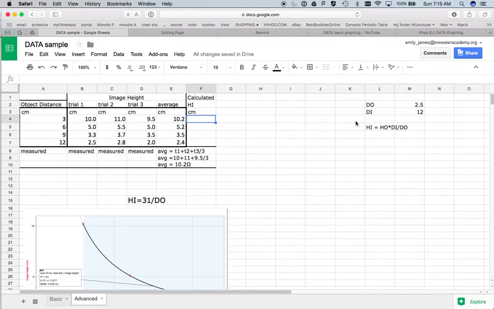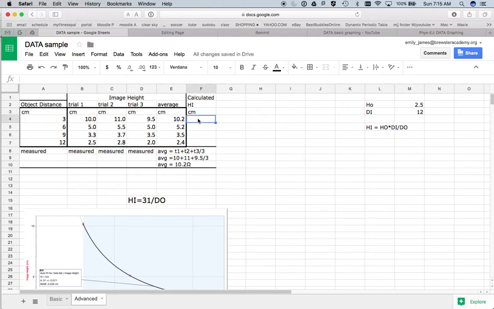Notice that I was a good student and I put these DO and DI in my data table somewhere. These are constants. We kept DO and DI constant. That's not DO. That's HO. Sorry. We kept HO and DI constant.